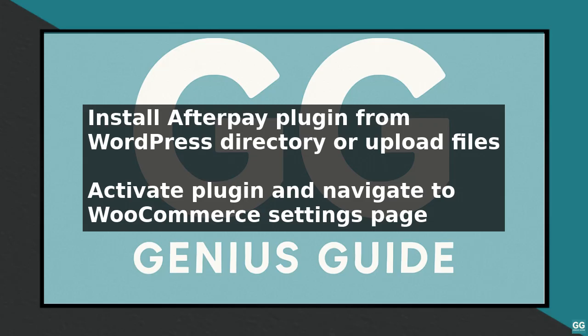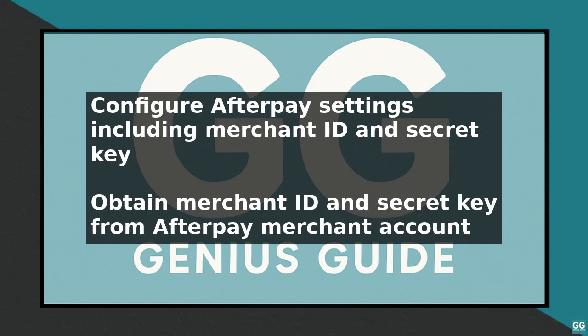You will need to configure the Afterpay settings, including your merchant ID, secret key, and other relevant details. These can be obtained from your Afterpay merchant account. After configuring the settings, you will need to set up the payment gateway. This involves specifying the payment methods you want to offer, such as Pay in 4 or Pay in 30 days. You can also customize the payment button and other elements to match your site's branding.